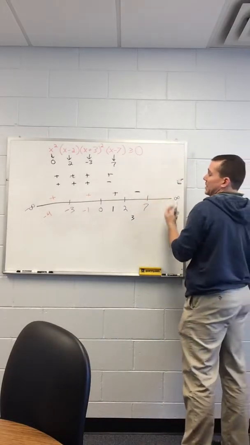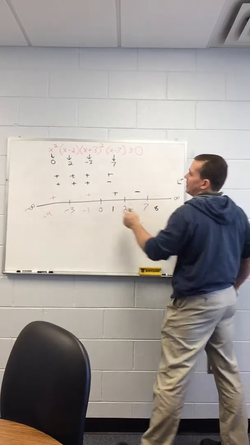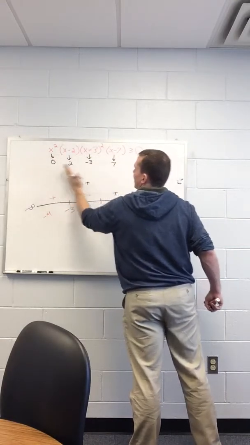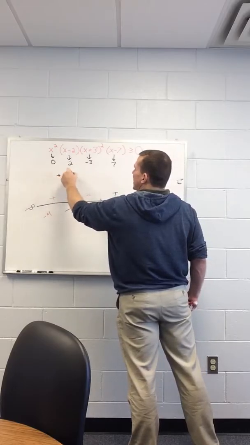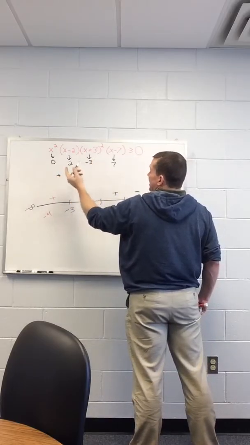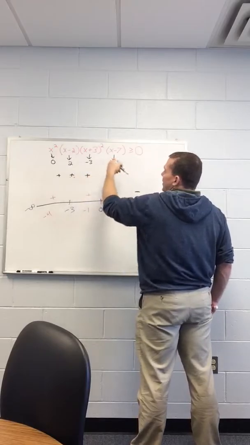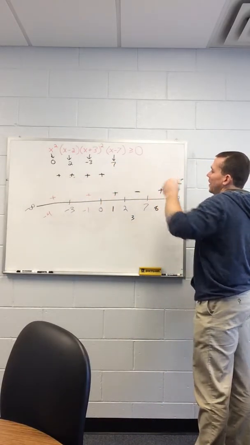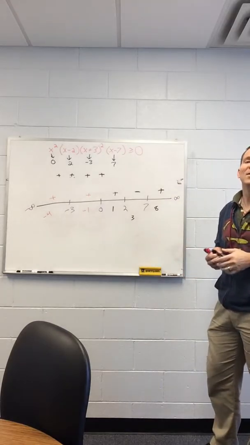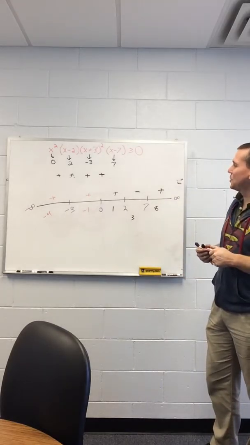Pick one more point between 7 and infinity, we'll go with 8. If we check 8, 8 squared is 64, positive. 8 minus 2 is 6, positive. 8 plus 3 is 11. 11 squared is positive. 8 minus 7 is 1, that's positive. All of those are positive, so that's positive. And now we have our solution right here.